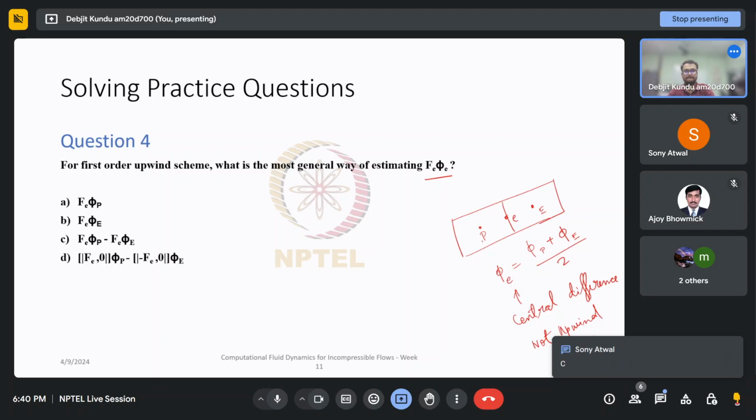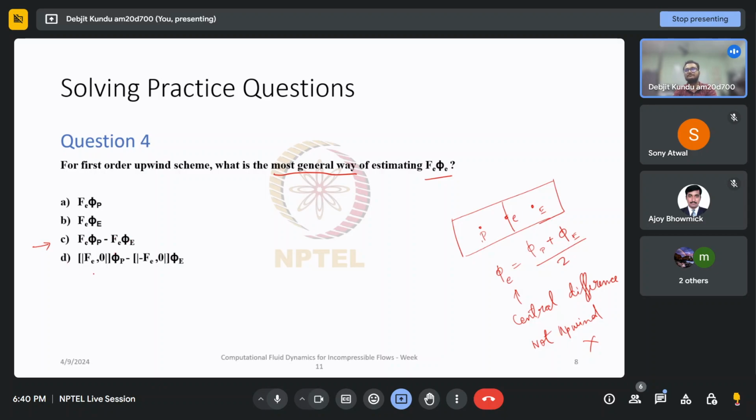Okay. So we have one response in favor of option C, that it should be Fe phi P minus Fe phi E. Read the question carefully. So for first order upwind scheme, what is the most general way of estimating Fe phi E? Is it option A, Fe phi P? Is it option B, Fe phi E? Is it option C, Fe phi P minus Fe phi E?